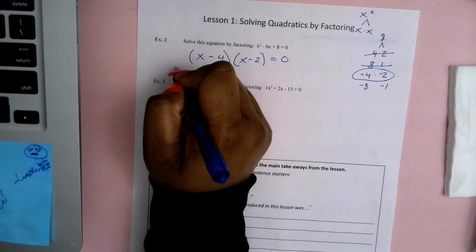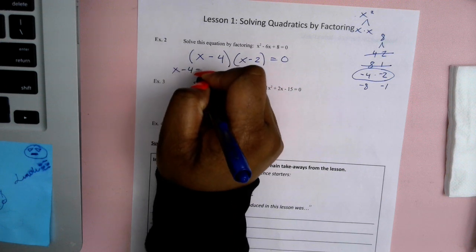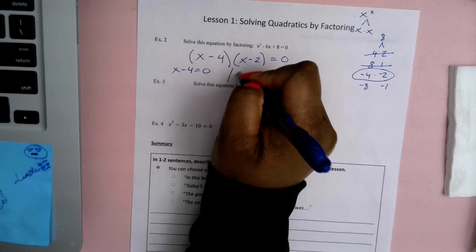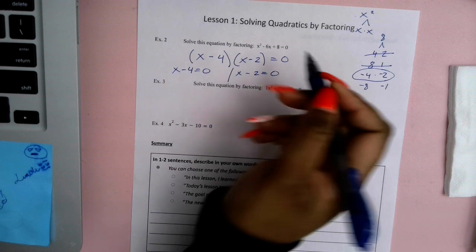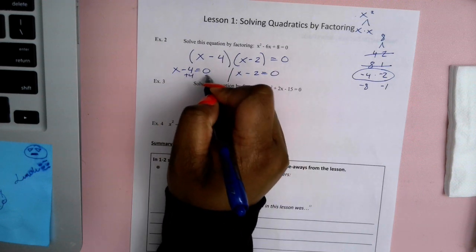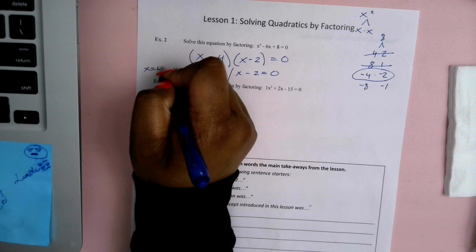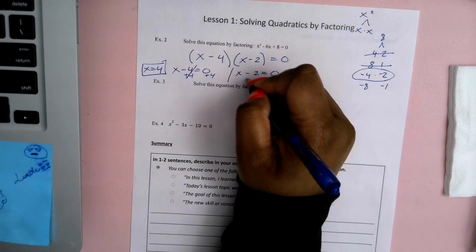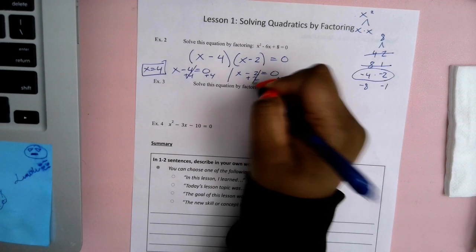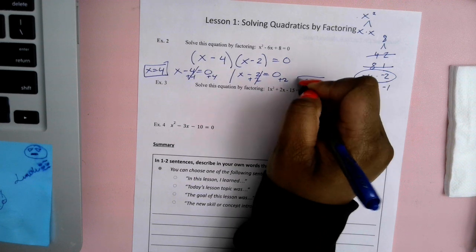Then we set them both equal to 0. x minus 4 equals 0, and x minus 2 equals 0. We solve for x. We have x is equal to 4, and x is equal to 2.